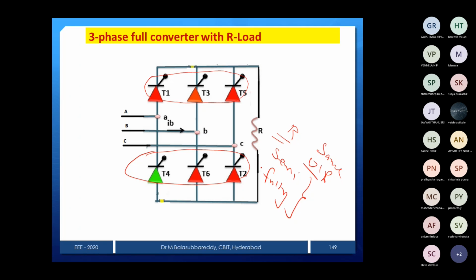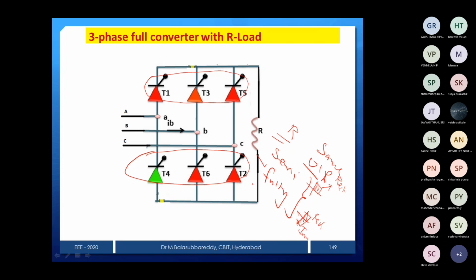The full converter will give the fourth quadrant operation also. That means it is a two quadrant converter. Full converter is a two quadrant converter. Semi converter is a one quadrant converter. That means this is a rectification mode of operation only, whereas this will give rectification as well as the inversion mode of operation. So that is another comparison.